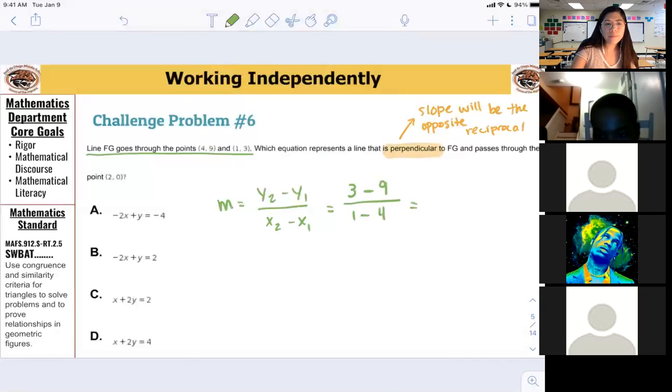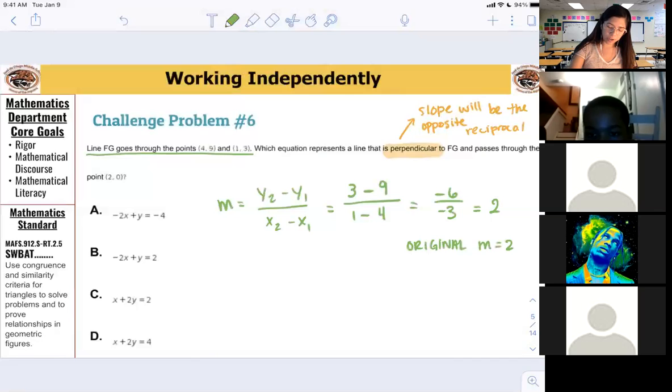Okay, Jalen, stop taking our answer. All right, so 3 minus 9, what's 3 minus 9? -6. And then what's 1 minus 4? -3. And so what's -6 divided by -3? 2. Miss, Jalen keeps stealing my answers. Oh, rude. Oh my god. So the original slope is 2.